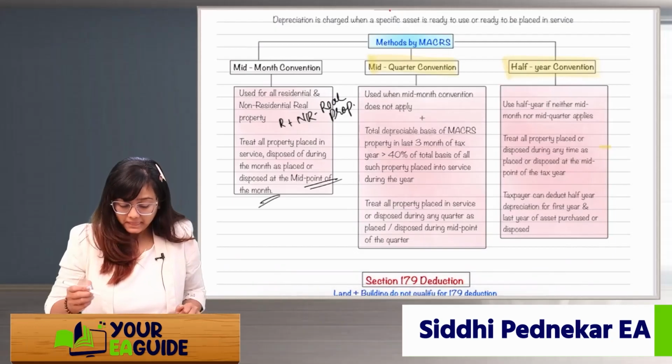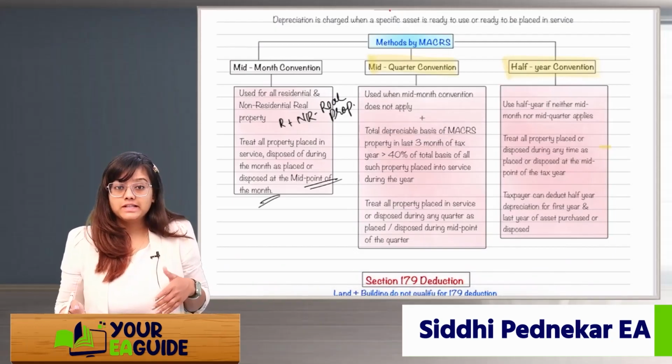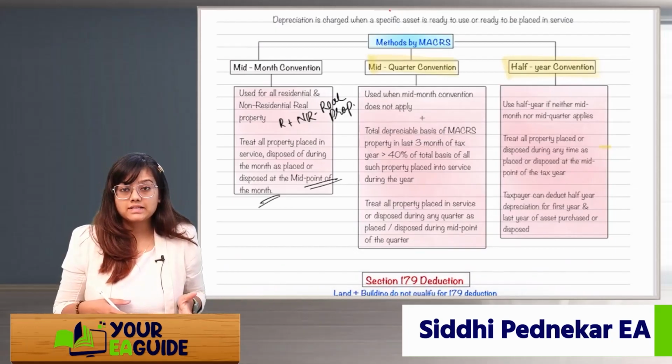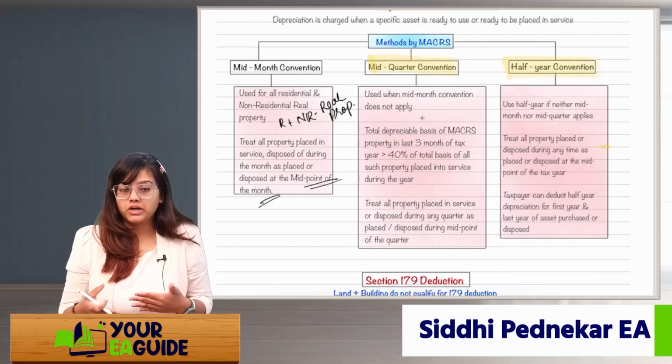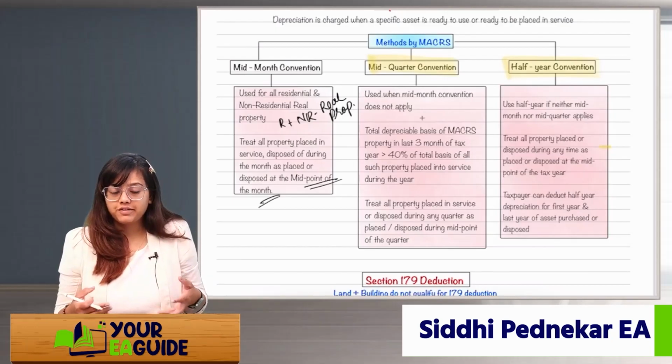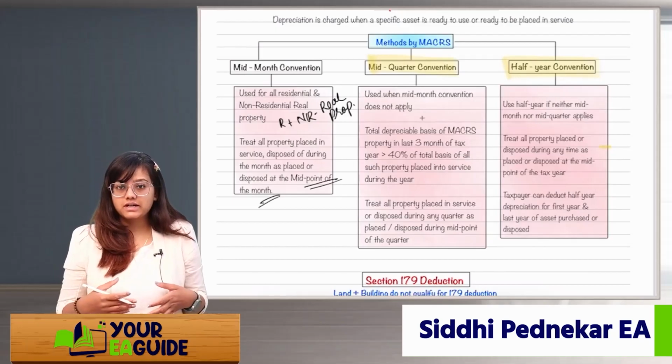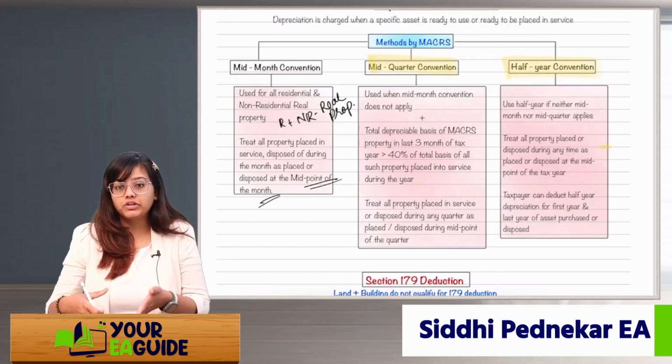Okay. Next is mid-quarter. So instead of mid-month, we will consider the property as disposed of in the middle of the quarter. Or if you have purchased it, it's vice versa. If you have purchased it, then we'll consider it is purchased in the middle of the quarter.